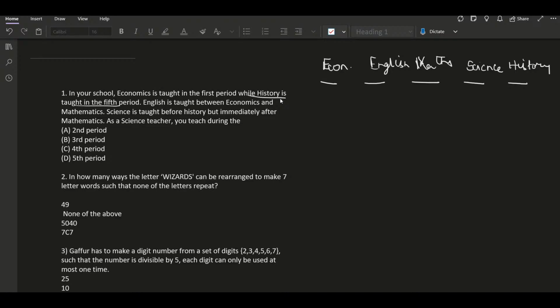The next condition is science is taught before history and immediately after mathematics. That is also followed here. So as a science teacher you should be teaching in the fourth period. Clearly we can see that this is the first period, this is second, third, and this is the fourth period. So our answer in this particular case is the fourth period.